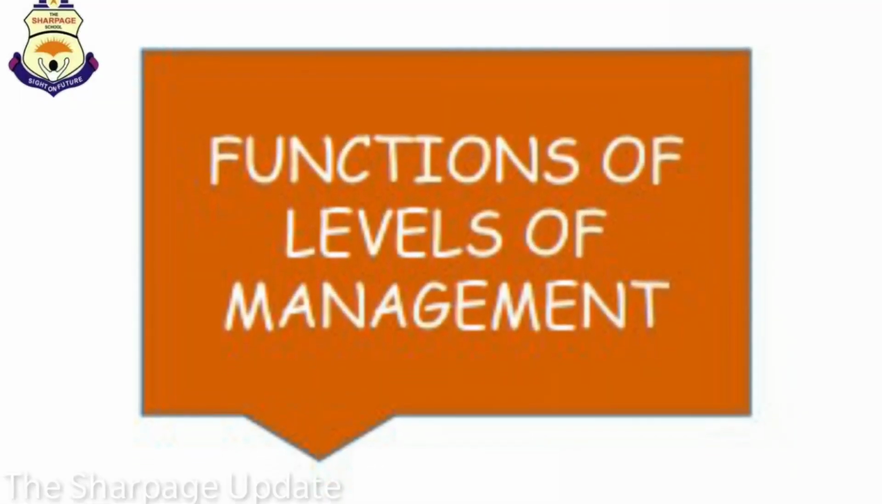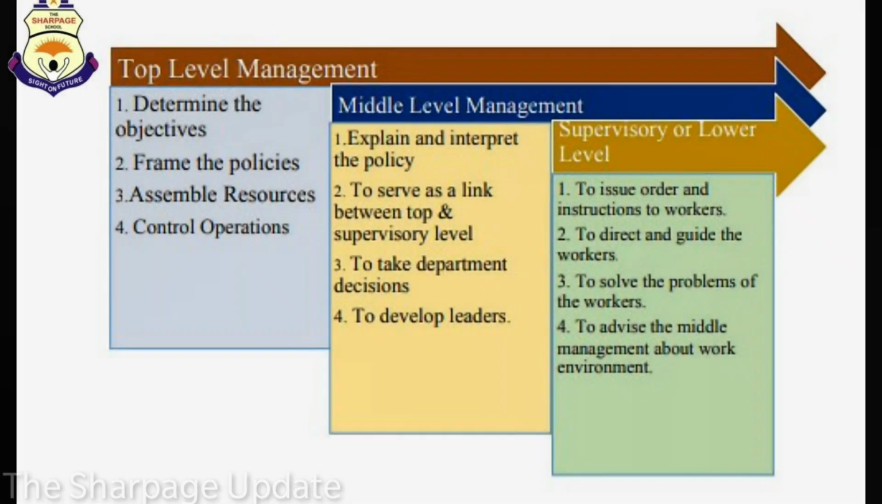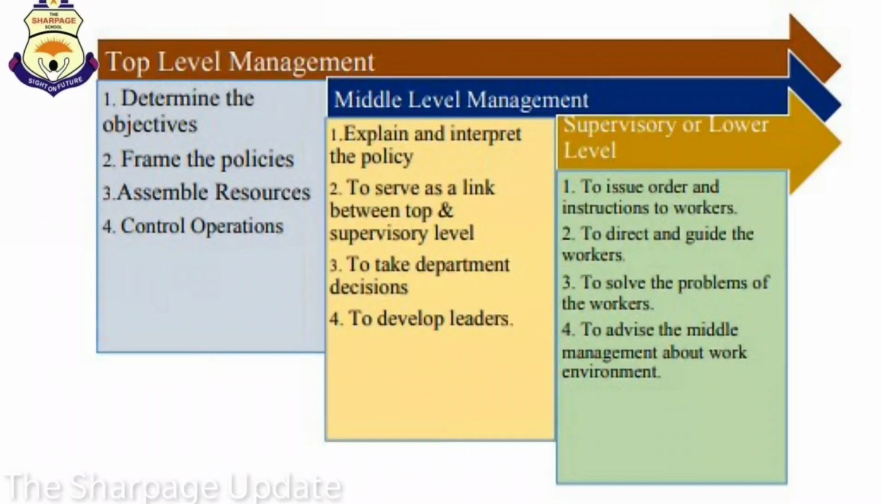Now, we will discuss the functions of the levels of management. Firstly, we will understand the meaning of top management. Top management is at the head of the organization. It consists of the representatives of shareholders. The functions of top management are as follows. It determines the objectives. They frame the policies, assemble the resources, and control the operations.